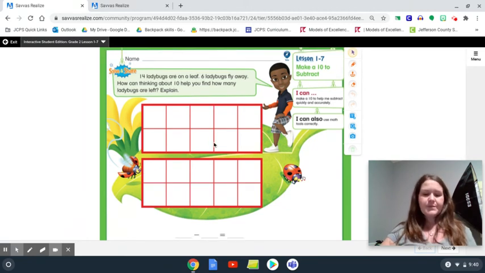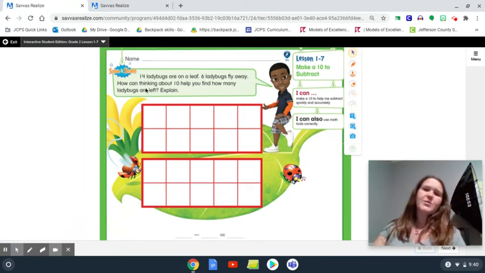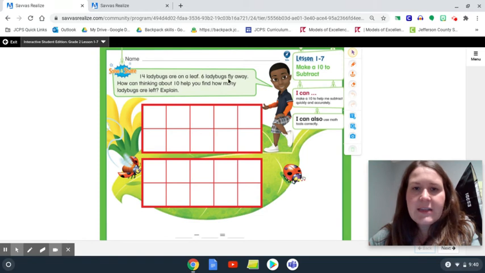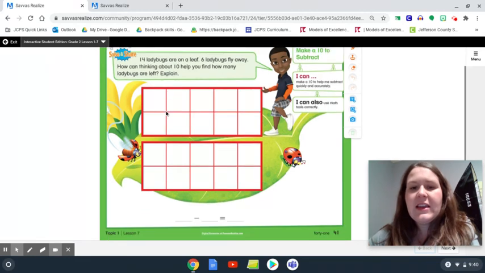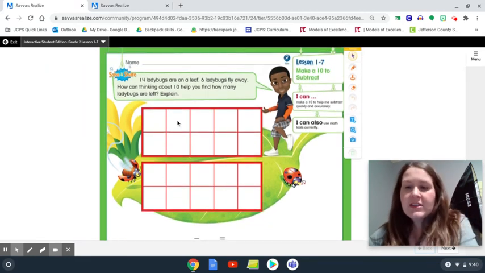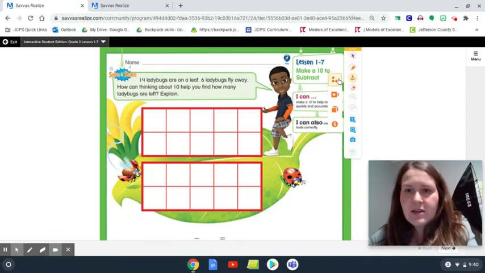Okay. So here's our first problem. It says 14 ladybugs are on a leaf. 6 ladybugs fly away. How can thinking about 10 help you find how many ladybugs are left? Explain. Okay, so let's talk about it. How many ladybugs are on this leaf? 14. So I'm going to use the stamp, and I'm going to get some red counters.